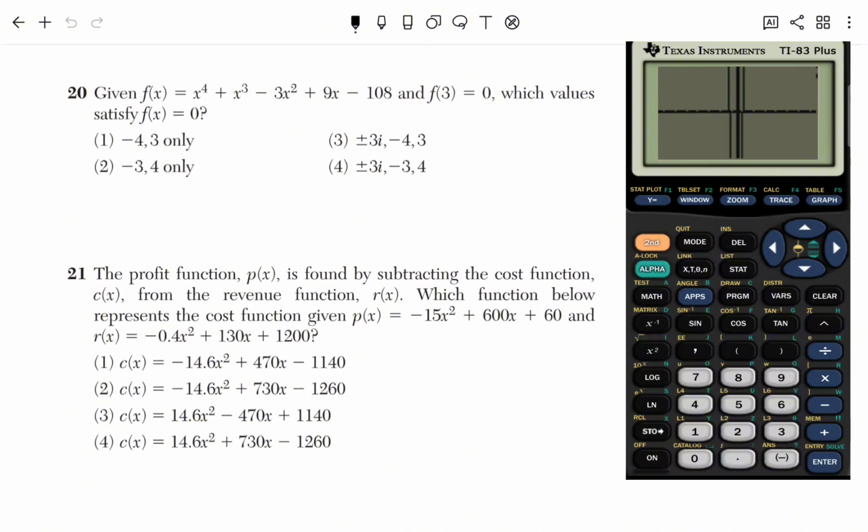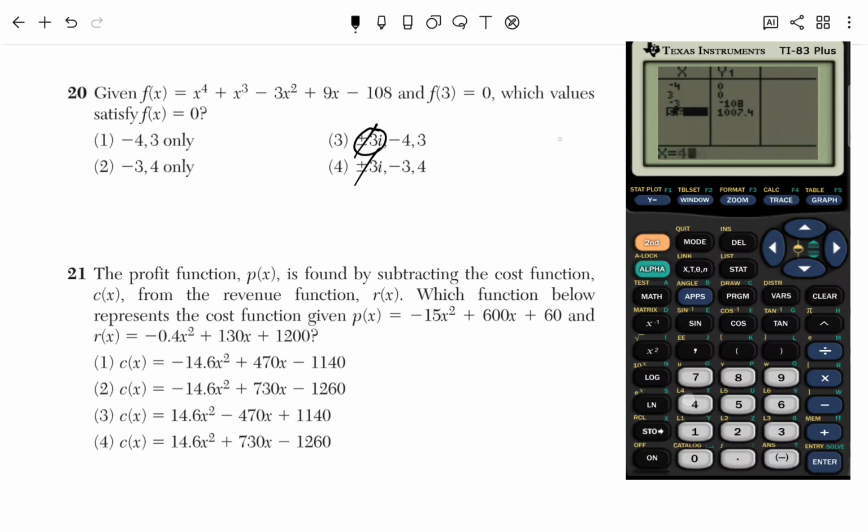After it graphs, you're going to go to second window where you have your table set up. It's going to say independent auto, dependent auto. For independent, go to ask. Dependent, leave it the same. Then you're going to go second graph. Here I'm going to type in my x values, the ones I see in my answer choices. The ones with the i, leave it for now. So I'm going to plug in -4, 3, -3, and 4.